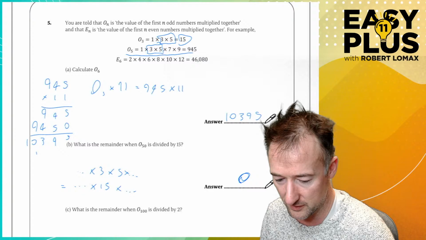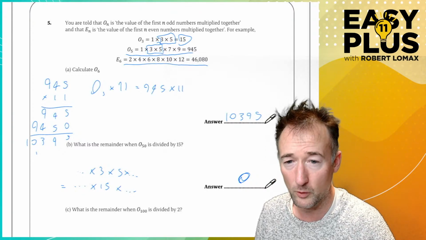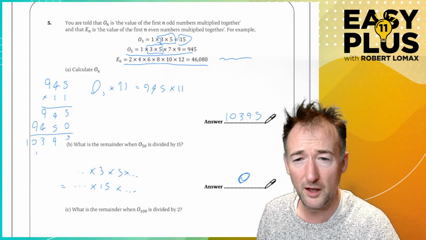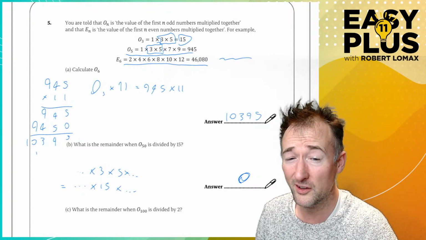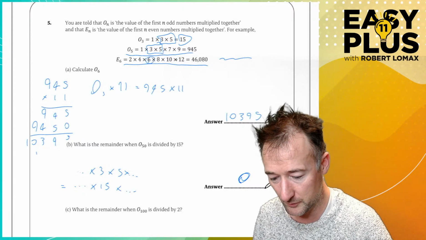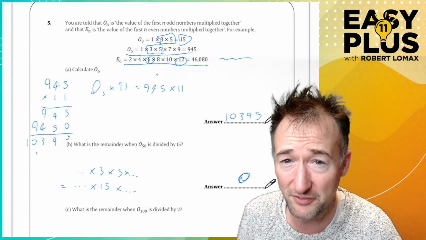Even numbers. So we look at this. E6 is what we got here. Now we're looking up there. Now these are all even numbers. There's no 3 there. But are there any multiples of 3? We've got 6 and we've got 12. So there are things in here that have 3 as a factor.